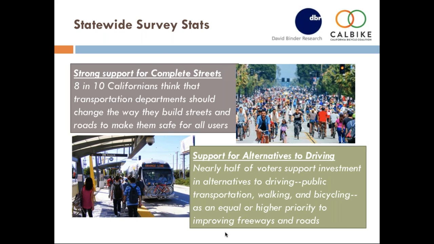Similarly, we saw really huge support for alternatives to driving. Nearly half of the voters polled support investments in alternatives such as public transportation, walking and biking, as at least an equal or greater priority to investing in and improving freeways and roads. So, we think this polling shows that there's really great support across the state from voters to be investing these SB1 funds in a way that really is changing our transportation system and making it easier to get around our communities.